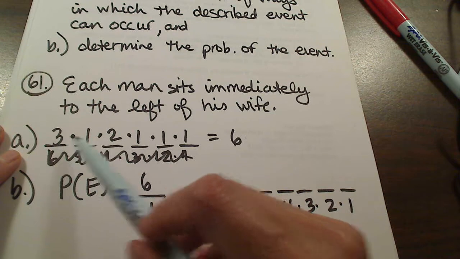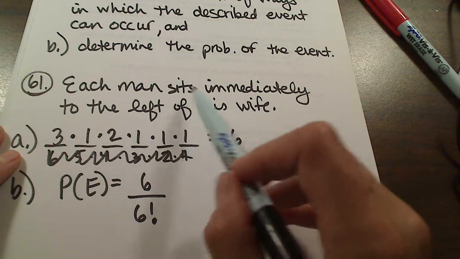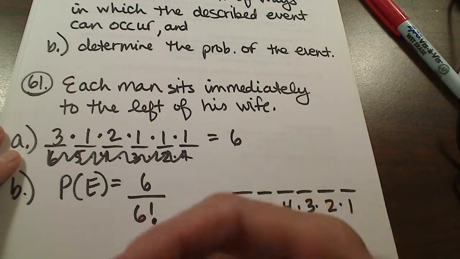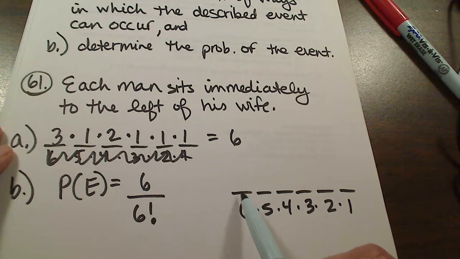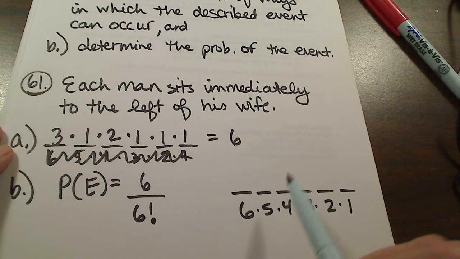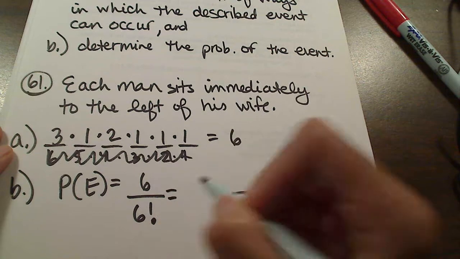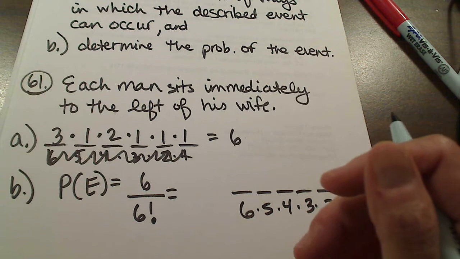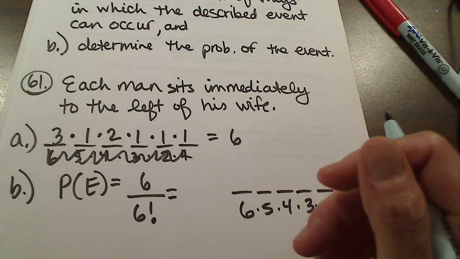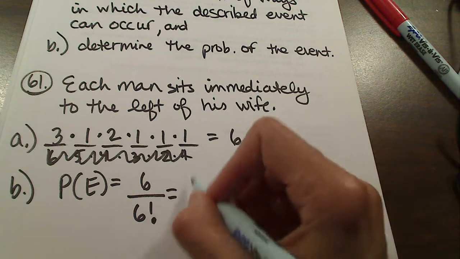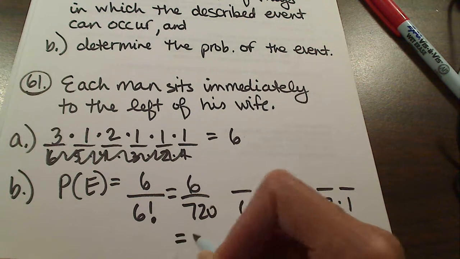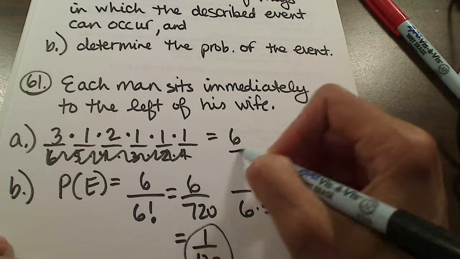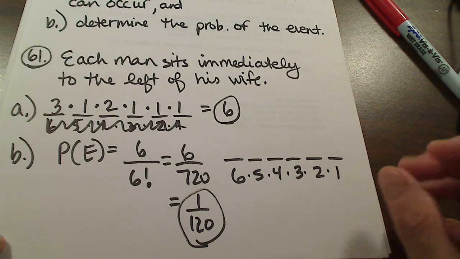The reason that we counted the top the way that we did was because they gave us a specific scenario that presented some restrictions, so we had to think about that. But the bottom is just how can you place these 6 people? In the first slot you have 6 choices, second slot 5, 4, 3, 2, 1, and so on. If you simplify this, 6 factorial I believe is 720. So you would get 6 over 720, and when you reduce that, this would be 1 over 120. All right, so that is number 61.